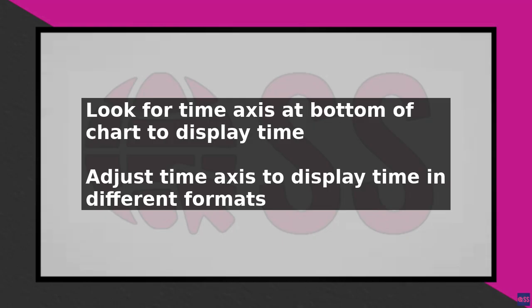The time axis can be adjusted to display the time in different formats, such as hours and minutes or date and time. To see the exact time of each candle, hover your mouse over the candle. A tooltip will appear, displaying the date, time, open, high, low, and close prices of the candle. This information is useful for analyzing the market and identifying trends and patterns.